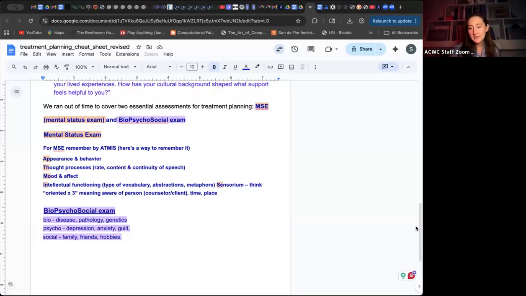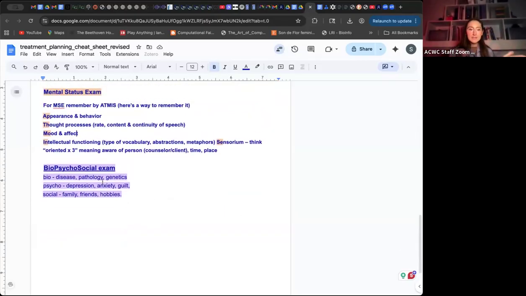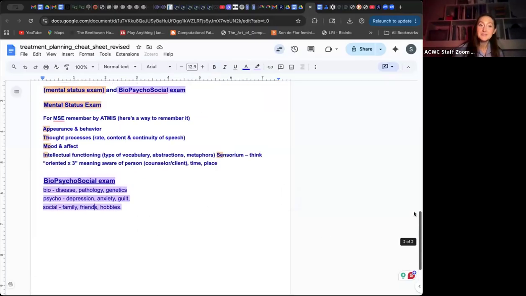But the biopsychosocial exam, it's exactly what it sounds like. The bio is the biology, like the pathology of the disease, the genetics. The psycho is a little more obvious: whatever the disorder is, the anxiety or the depression, or things that aren't diagnosable, like guilt and shame, whatever is going on psychologically with that person. And then of course the social aspect. What's going on with their support system? Do they have family? Do they have friends? Do they have hobbies? What are they into? So you would do a biopsychosocial exam.